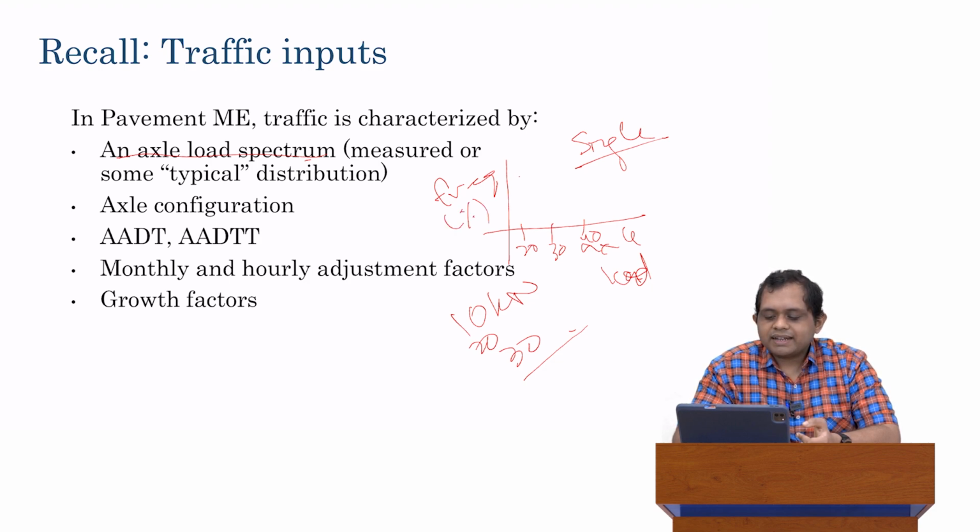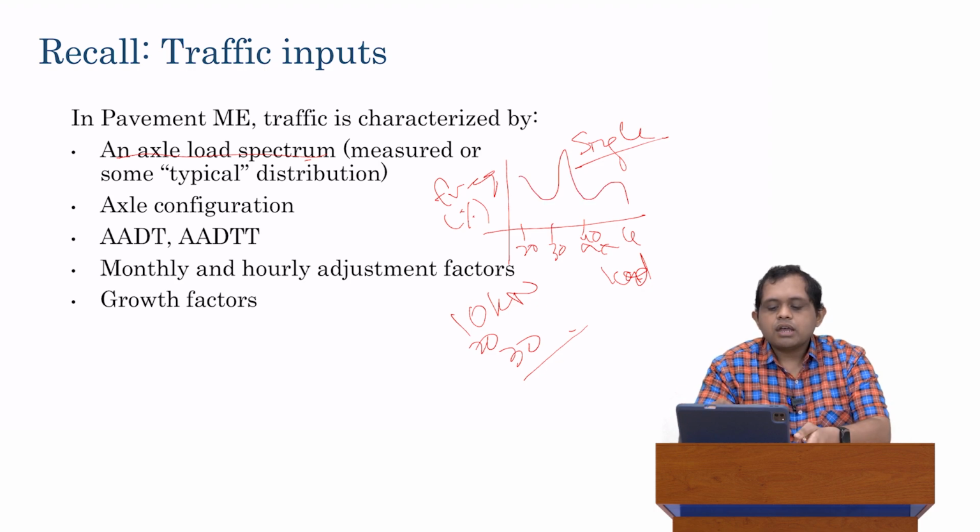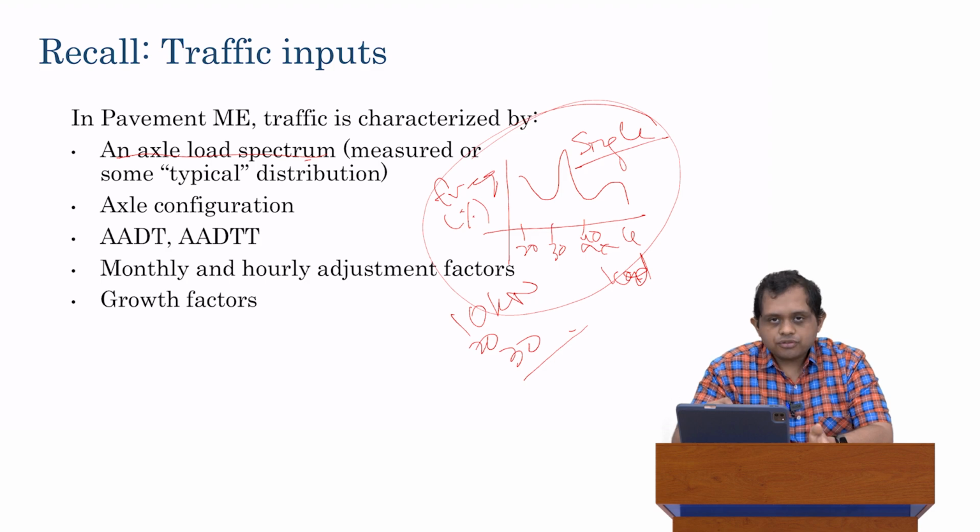It might look something like this. It doesn't matter what the shape is. This particular thing we have to construct for single axles, for tandem axles, for tridem axles, and for quad axles. And in each case, it's called an axle load spectrum. It needs to be measured in theory.